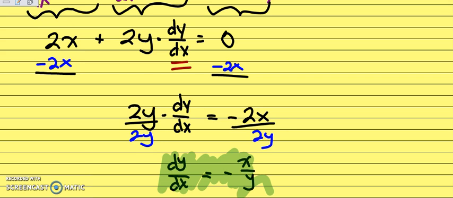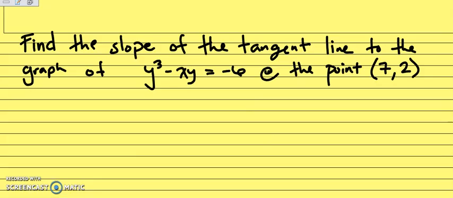Okay, let's look at another example. Find the slope of the tangent line to the graph of y cubed minus xy equals negative 6 at the point 7, 2. So we're looking for a slope. And it's the slope of the tangent line to the graph of y cubed minus xy equals negative 6. So we're going to have to take the derivative and we're going to have to differentiate implicitly.